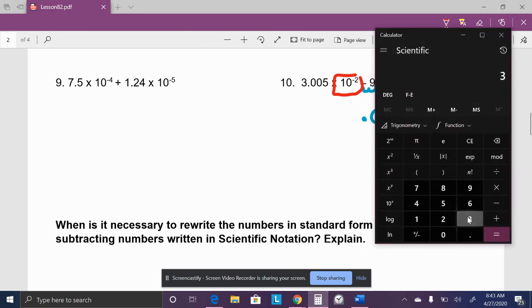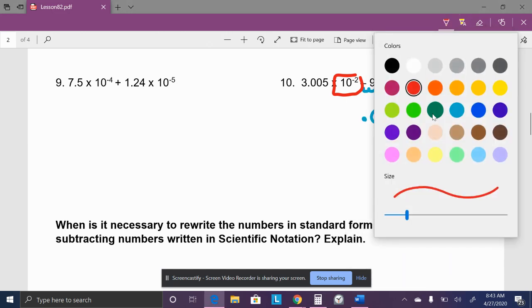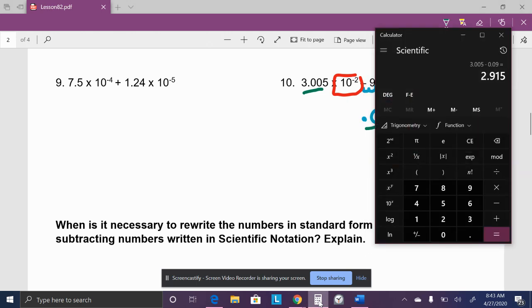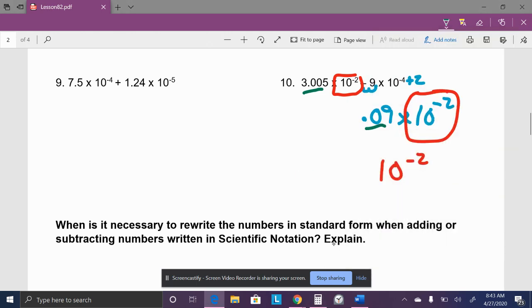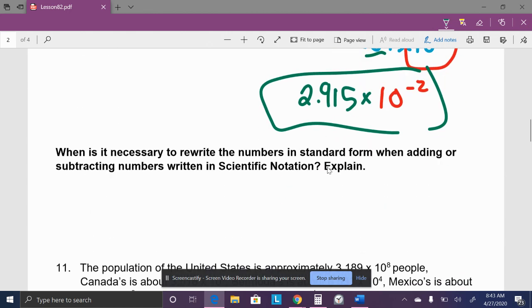3.005 minus 0.09. And it's 2.915. So when I subtract these numbers, you get, what was it again? 2.915. That's in scientific notation, right? One non-zero digit, all right?